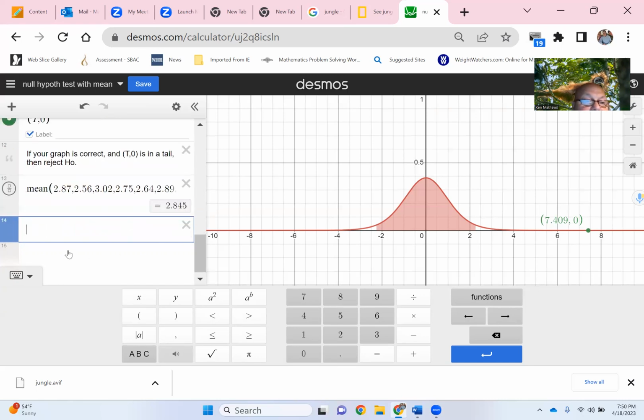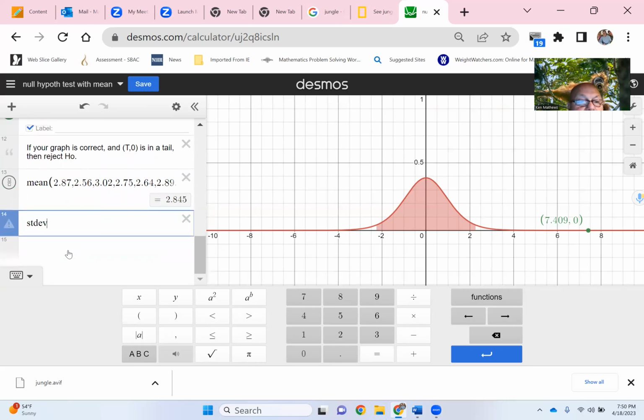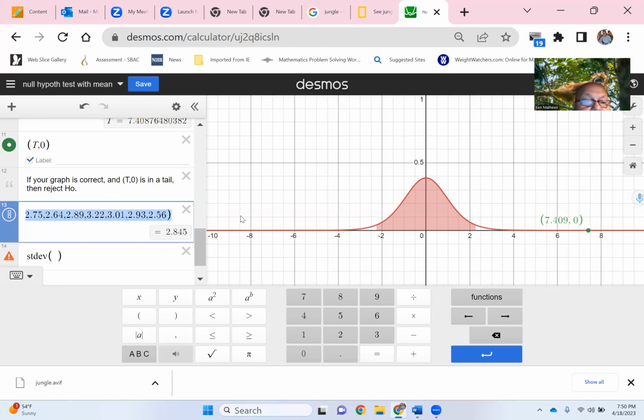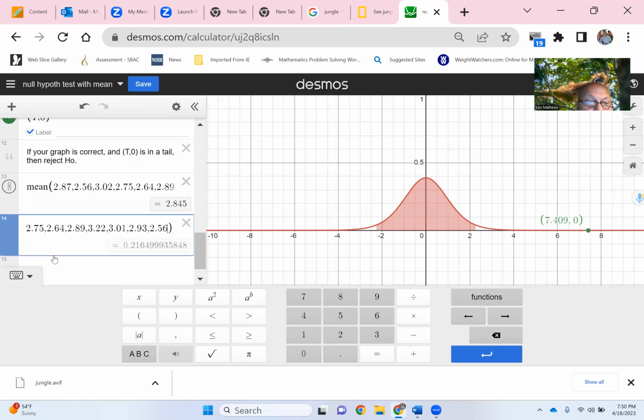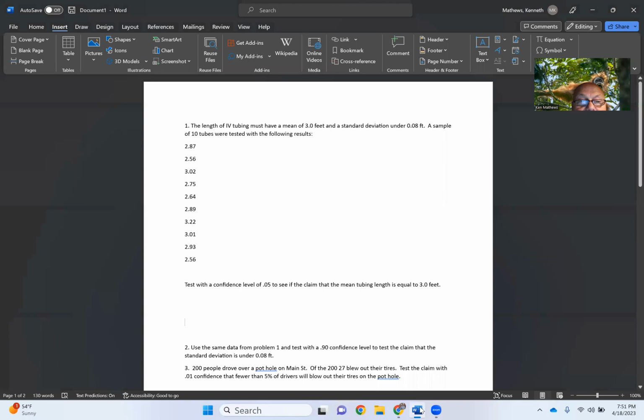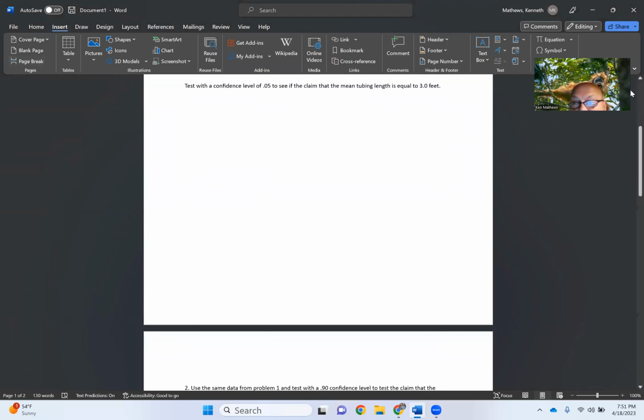Now we have to find the standard deviation. Okay, and we're going to use the same data, so I'm going to copy it and paste it. 0.22. So 2.85 is the mean. So let's go over here and insert a page break, so I have all this room.